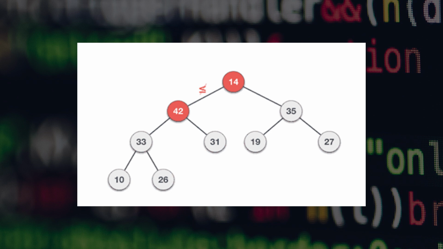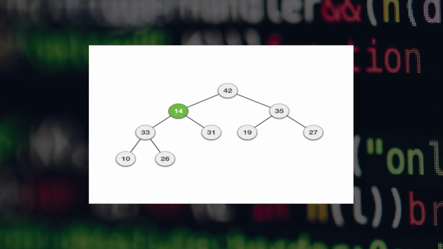Now 14 is the new parent of 42 and 35. So what will we do now? We will compare the children, 42 and 35. We observe that between the two children, 42 is the higher element. So again we compare this value with the parent node. Here 14 is less than 42, so we swap. That means 42 becomes the root and the left child of 42 will be 14.